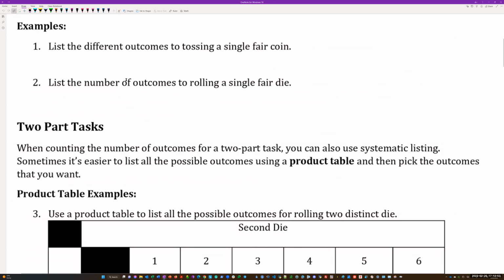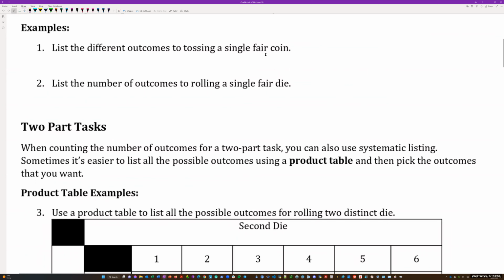All right, list the different outcomes to tossing a single fair coin. So what would the outcomes be in tossing a fair coin? There'd be two total outcomes, but they say list the different outcomes. So they mean actually heads, tails, whatever. But two is the only part that really ends up being important afterwards. So that is important, right? List the number of outcomes of rolling a single fair die. Now it says number 6. All right.